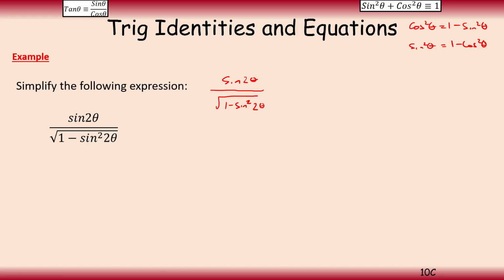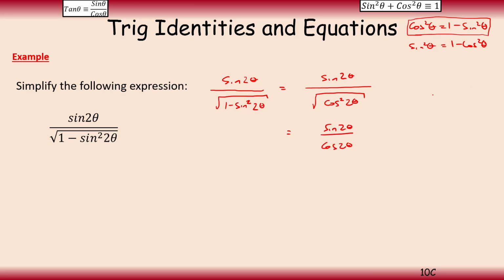Sine squared 2 theta. That's equal to, I'm going to leave my sine 2 theta alone for now, and I'm going to divide it by the square root of 1 minus sine squared 2 theta. Well, that's going to be cos squared 2 theta. I've got to find the square root of cos squared 2 theta, because that's equal to 1 minus sine squared from there. Now the square root of cos squared is going to be just cos.